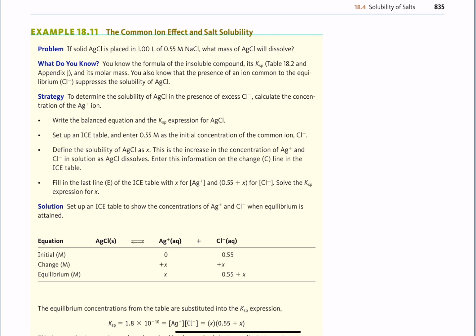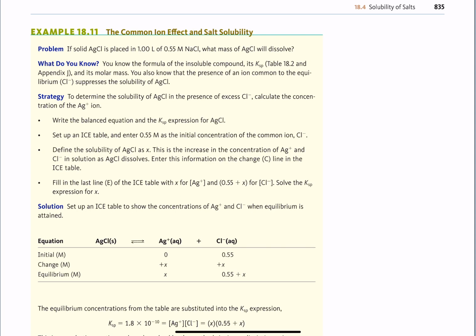Secondly, you're always going to write the equilibrium expression. The equilibrium expression is always the products from the equation multiplied together, divided by the reactants from the equation. Of course, since our reactant in this case is a solid, it doesn't show up in the expression. And you can see the KSP expression towards the bottom of this page right now.